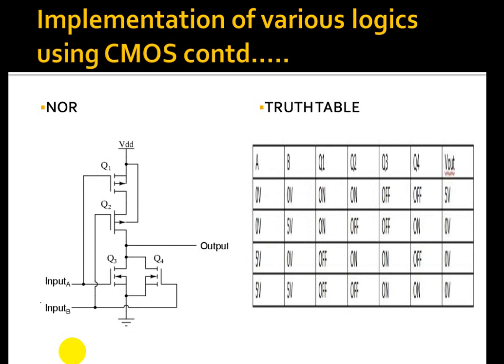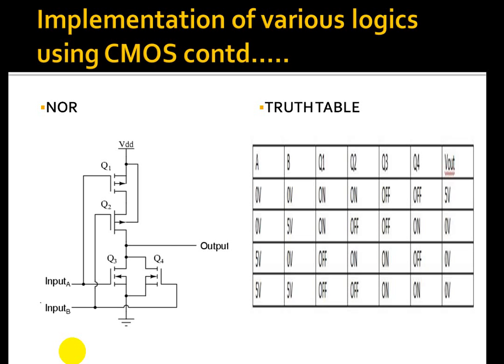So this is the 2-input CMOS NOR gate. Here NMOS transistors Q3 and Q4 are connected in parallel and PMOS transistors Q1 and Q2 are connected in series. So seeing the truth table, we can see that when A and B are both low, Q1 and Q2 become on and Q3 and Q4 become off. So we get an output voltage of 5 volt.